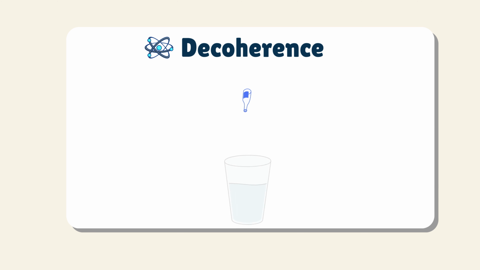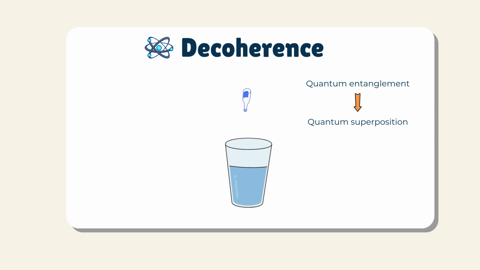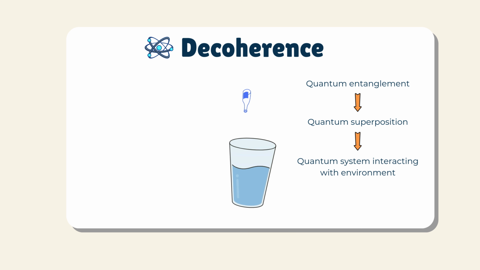A simple way to picture decoherence is to think of it like a drop of ink in water. At first, when the ink drop enters still water, it remains a distinct whole. This is like quantum entanglement, where everything is connected as a single system. As the ink starts to spread out, it can take on many possible shapes, similar to a quantum superposition with multiple possibilities coexisting. But as time goes on, the ink molecules collide with water molecules, just like a quantum system constantly interacting with its surrounding environment.